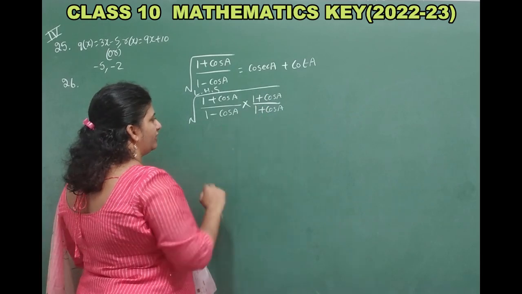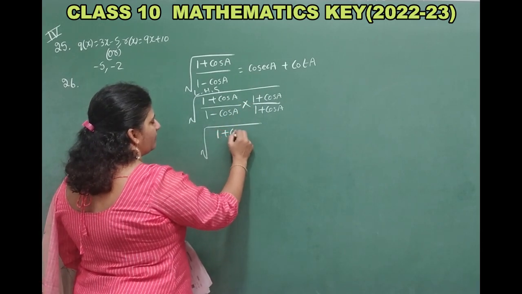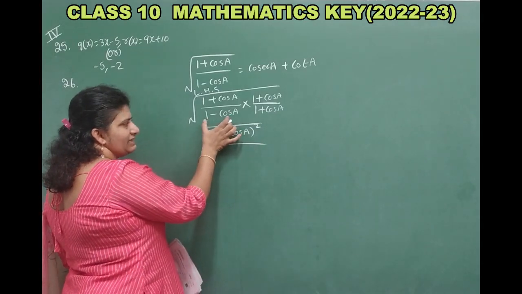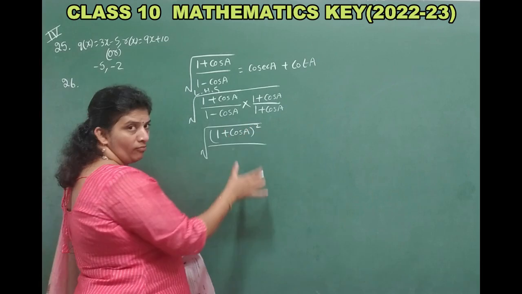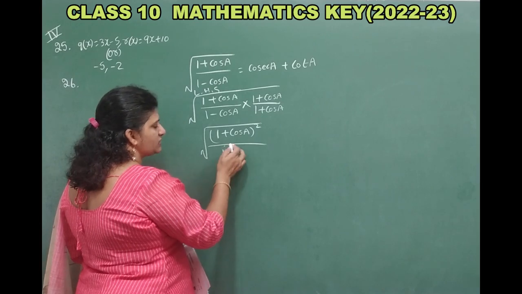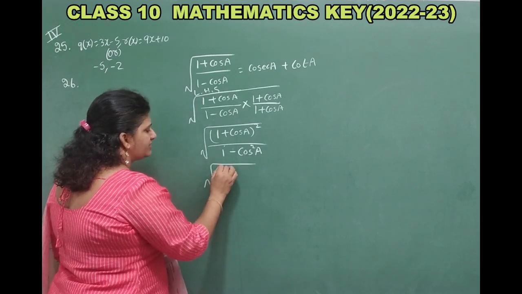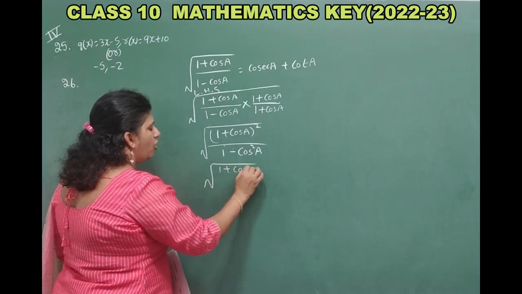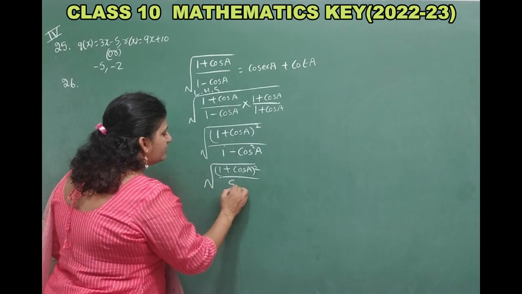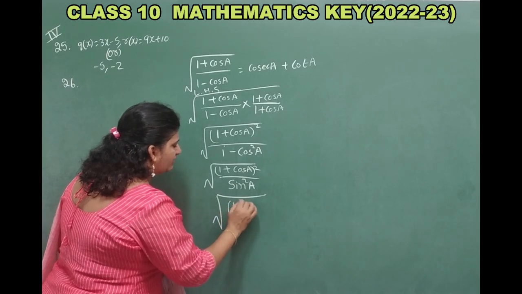Divide numerator and denominator, then that will be square root of, multiply these two, it will be 1 plus cos A whole square, divided by, you can see here 1 minus cos A, 1 plus cos A, it is in the form of A minus B into A plus B. That is nothing but A square minus B square: 1 square is 1, minus cos square A. And the next step, again 1 plus cos A whole square by, according to the identity, 1 minus cos square A is sin square A. Next, I will take like this.